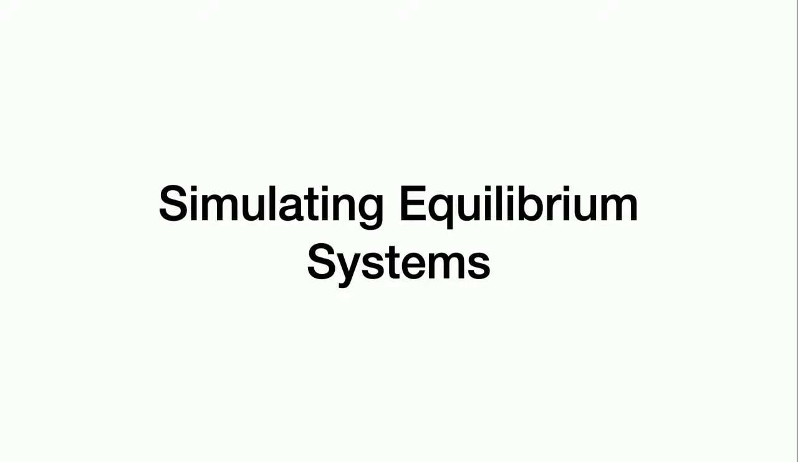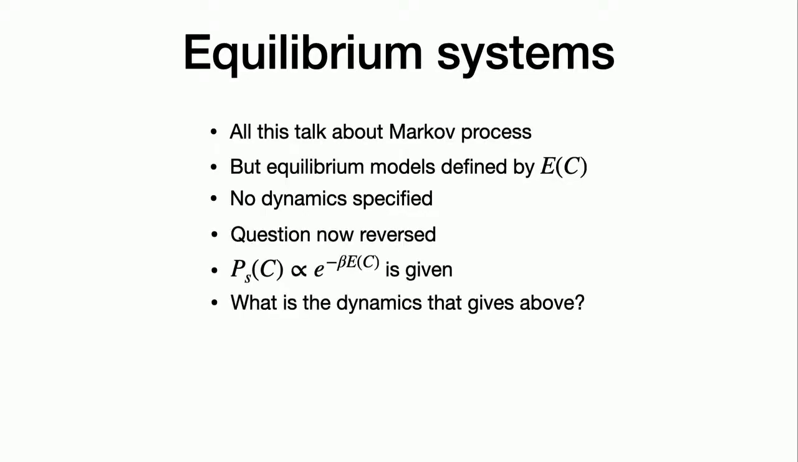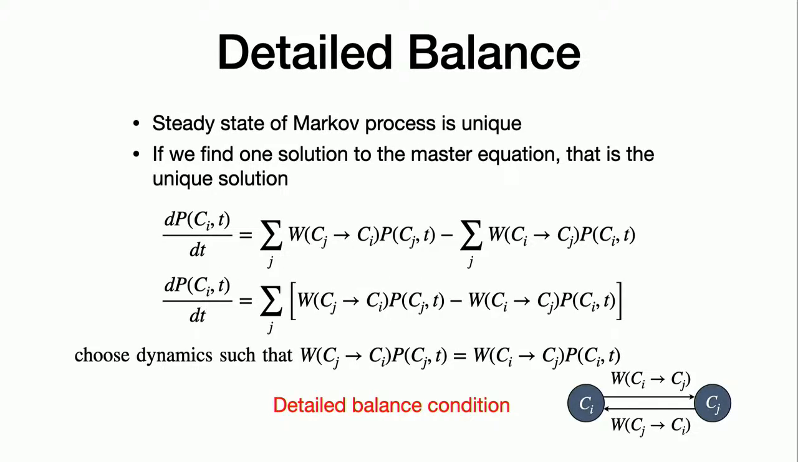Now we come back to our original motivation. How do we use this to simulate an equilibrium system? The equilibrium system, remember, we do not know what are the rates. What is given to us is the equilibrium probabilities. What we discussed up to now, the rates are given and you find out the equilibrium probabilities. No specific dynamics. Now the question is reversed. We know that the long time behavior, P steady state, is e to the minus beta E. What is the dynamics that gives the above? Given a particular steady state, you have to guess what dynamics I should give so that I reach that particular steady state. Is the question clear that now we have reversed the question?